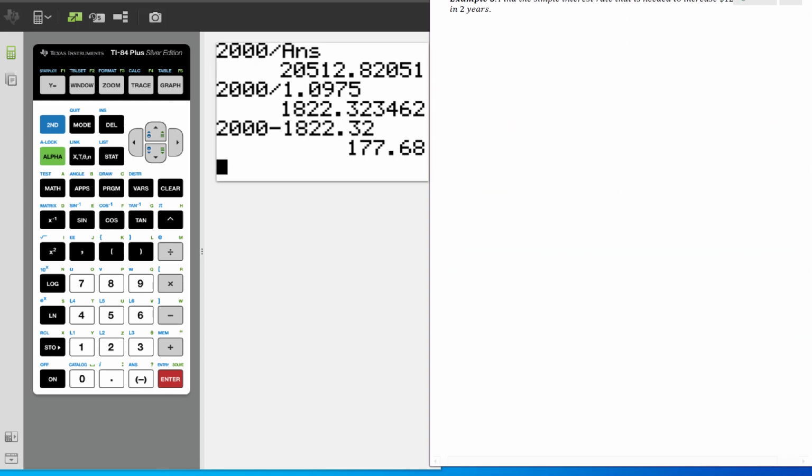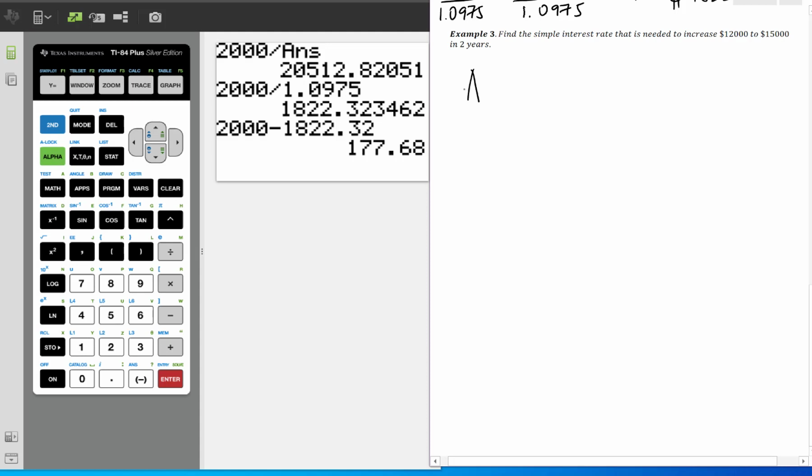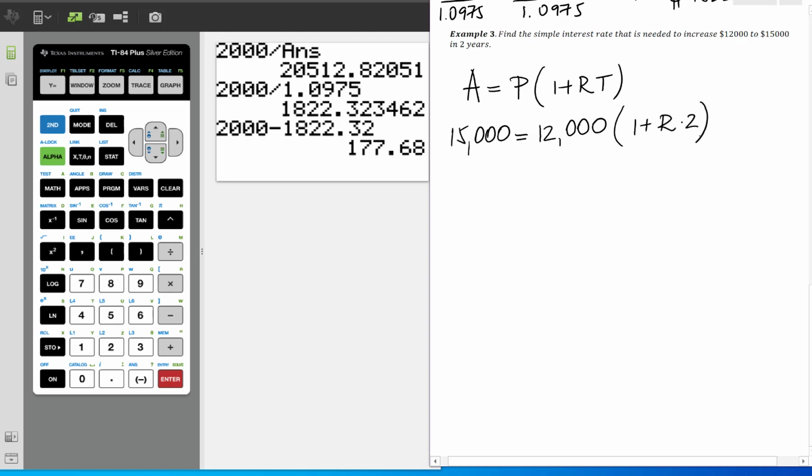And let's see one more problem. It says, find the simple interest rate that is needed to increase $12,000 to $15,000 in 2 years. So again, the future amount is equal to principal times 1 plus RT. The future amount is 15,000, the principal is 12,000, and then 1 plus r times 2. The time is in years, so we are good. Now, again, we want to find r.